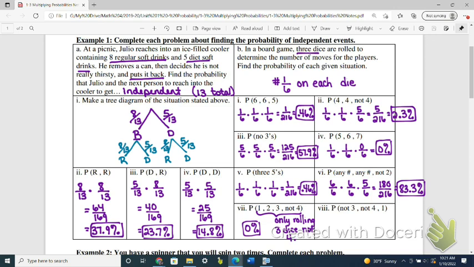So if I look over here, not 3, so that would be 5 out of 6 times. Not 4 is 5 out of 6 times. And then a 1, that only happens 1 out of 6 times. So that's 25 over 216, which is 11.6%. So let's take a look at some of the spinners.